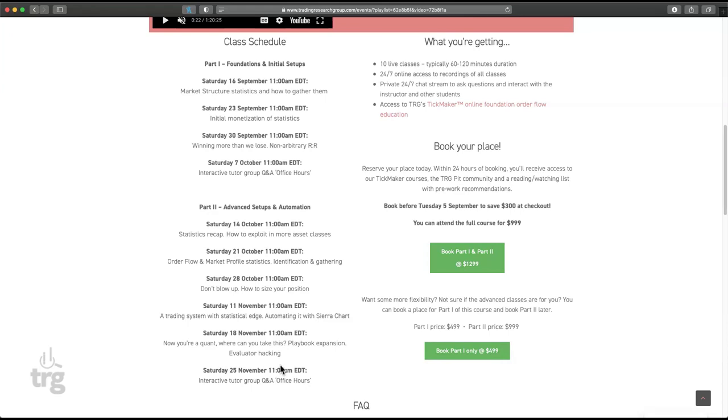And of course, at the end of each course portion, we're going to have a lot of interaction, tutor group, Q&A, office hours, bring your questions. So this is very much skills transfer and understanding things from first principles.